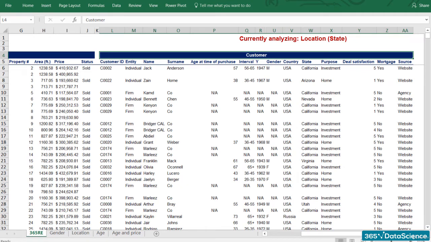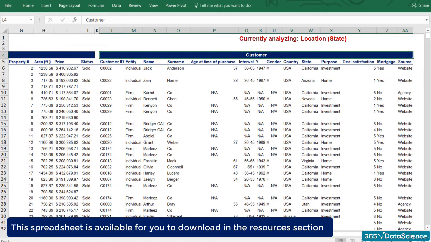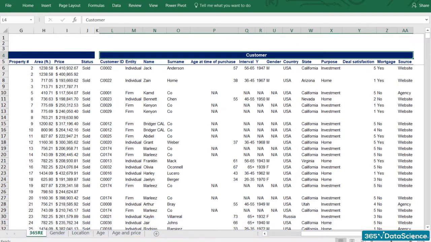Okay, excellent. We've categorized the variables we are going to use in this video. This spreadsheet is available for you in the resources section. Together with the exercises we've prepared on this dataset, you can practice the entire section about descriptive statistics. All right, back to our problem at hand.